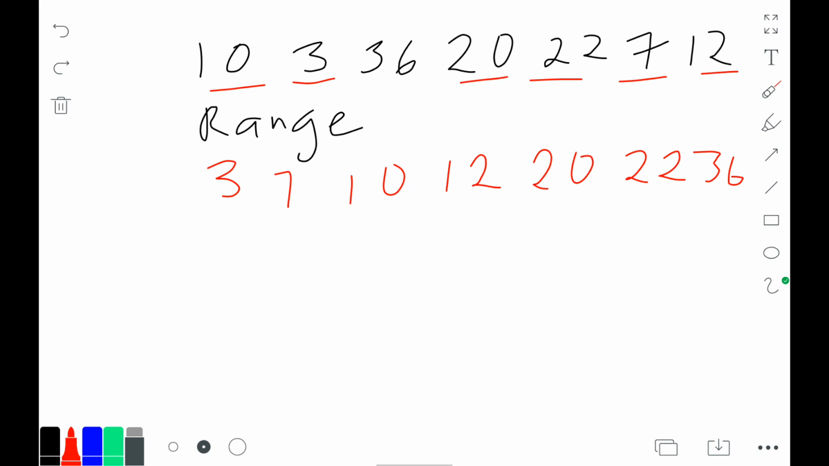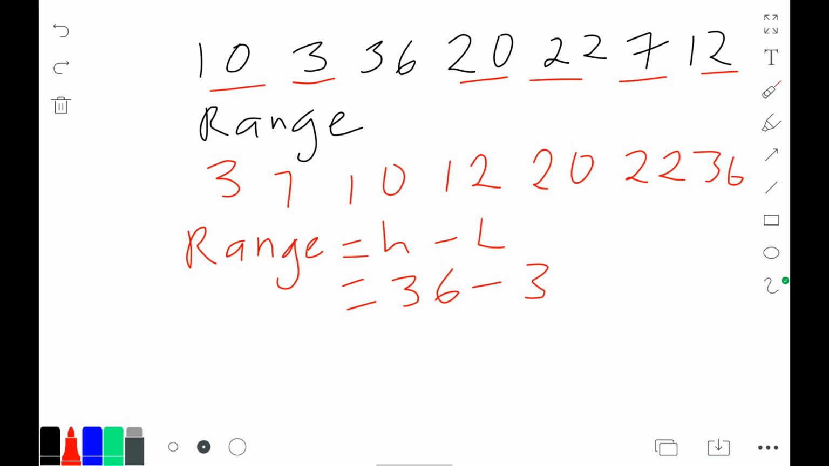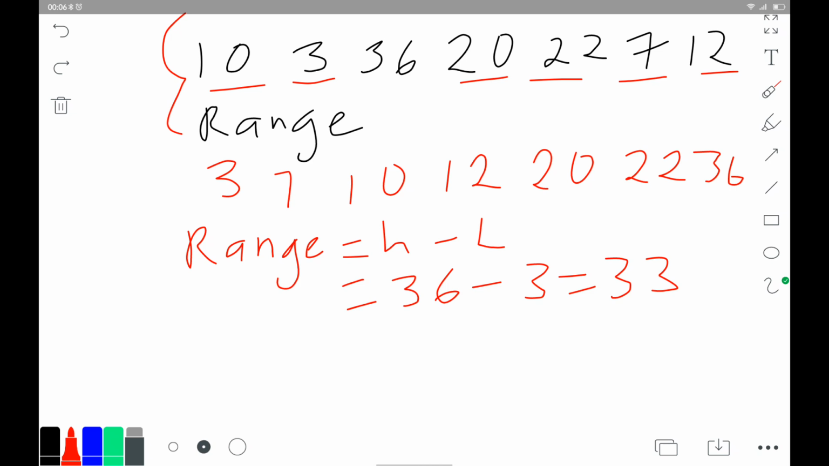So if we want to find the range, our range equals the highest minus the lowest. Your range now, you're going to take 36 minus 3, which is equal to 33. So you just calculated the range of this data. Now let's say you want to find the median.